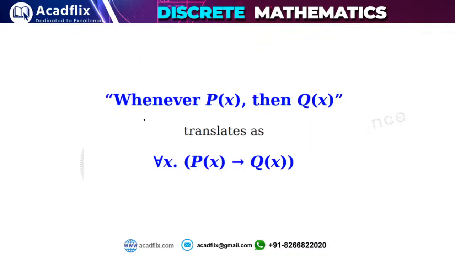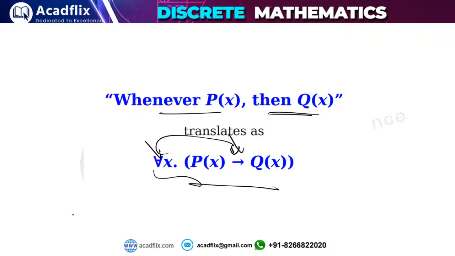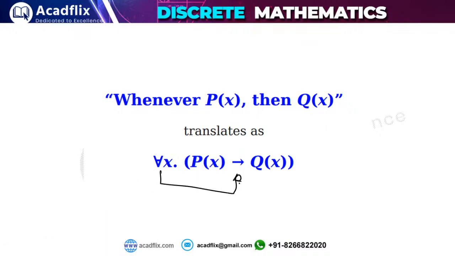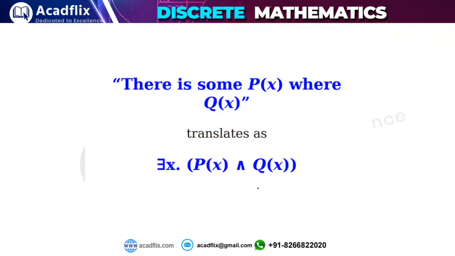So whenever you have this kind of thing, whenever Px then Qx, you write it like this: for all x, Px implies Qx. Remember, with for all comes implication. Also, with there exists we apply conjunction.